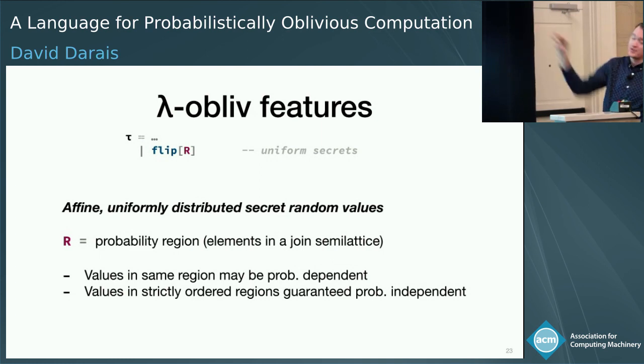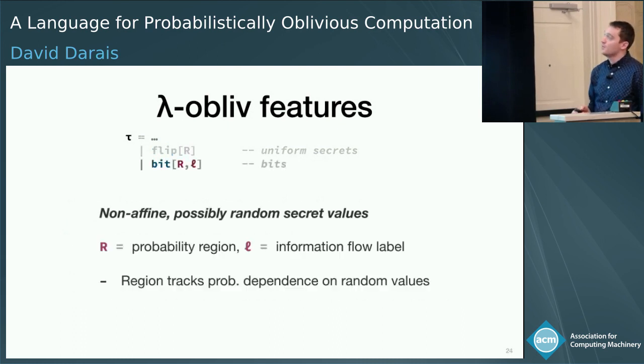This R thing is a region annotation. Our paper introduces a notion of probability regions. These are elements in a join semilattice, and we'll explore those again in a second. But the key idea behind regions is that values in the same region may be probabilistically dependent on each other, and values in strictly ordered regions are guaranteed to be probabilistically independent. And this independence constraint is important for the type system to be sound.